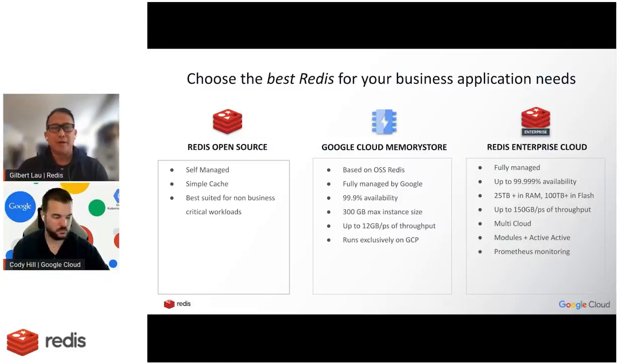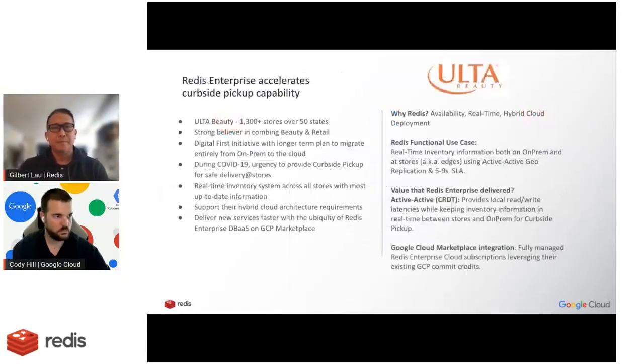Throughput reached at the rate of 150 gigabytes per second. It is by far the most scalable Redis solution on Google Cloud. So Redis has been used in horizontal use cases across different industries. Let's talk now about how Redis shines in the retail industry with its performance, scalability, and availability.